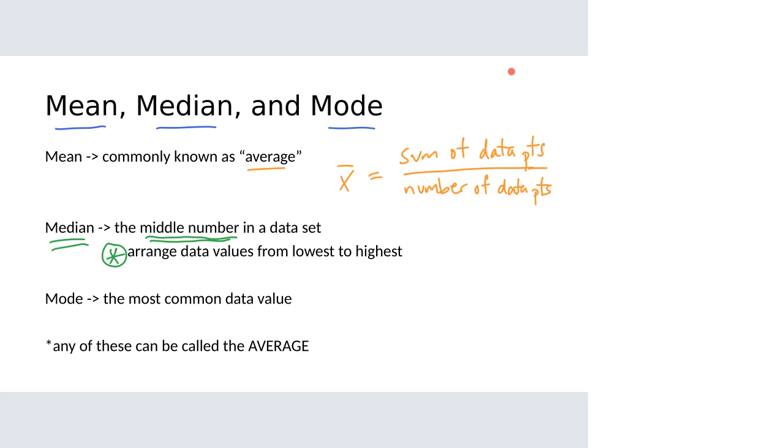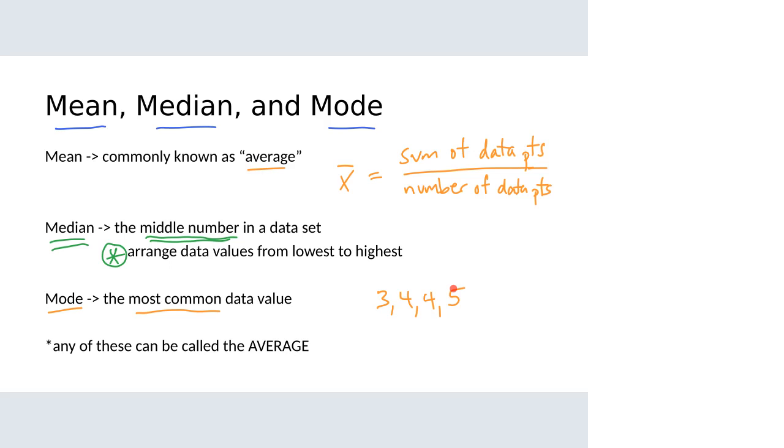And then finally, probably the simplest of all these is just the mode. And the mode is whatever is most common. So if we have a data set that is, to say, 3, 4, 4, 5, what would the mode be in that data set? Which data point appears most often?